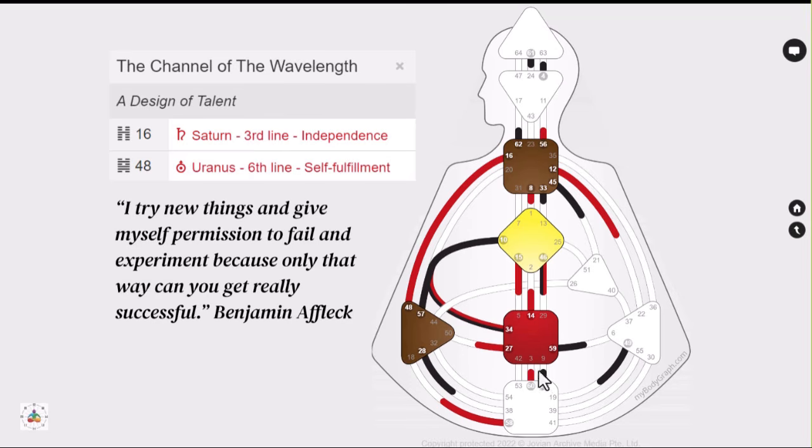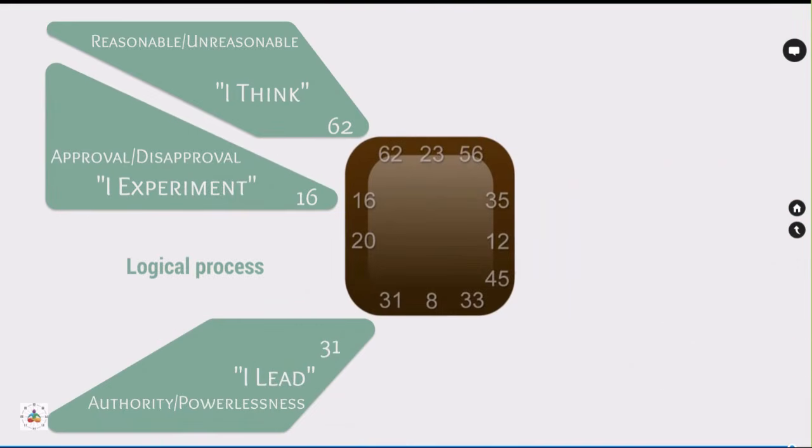So you can see he's got his design of talent, unusual Uranus depth. 6th line is self-fulfillment. His Saturn, independence. Permission to fail, part of the process. Failure leads to success. There is no other way around it. If you are not courageous enough to fail, you're not going to get precise with your keynoting. And failure is the golden nugget of what works.